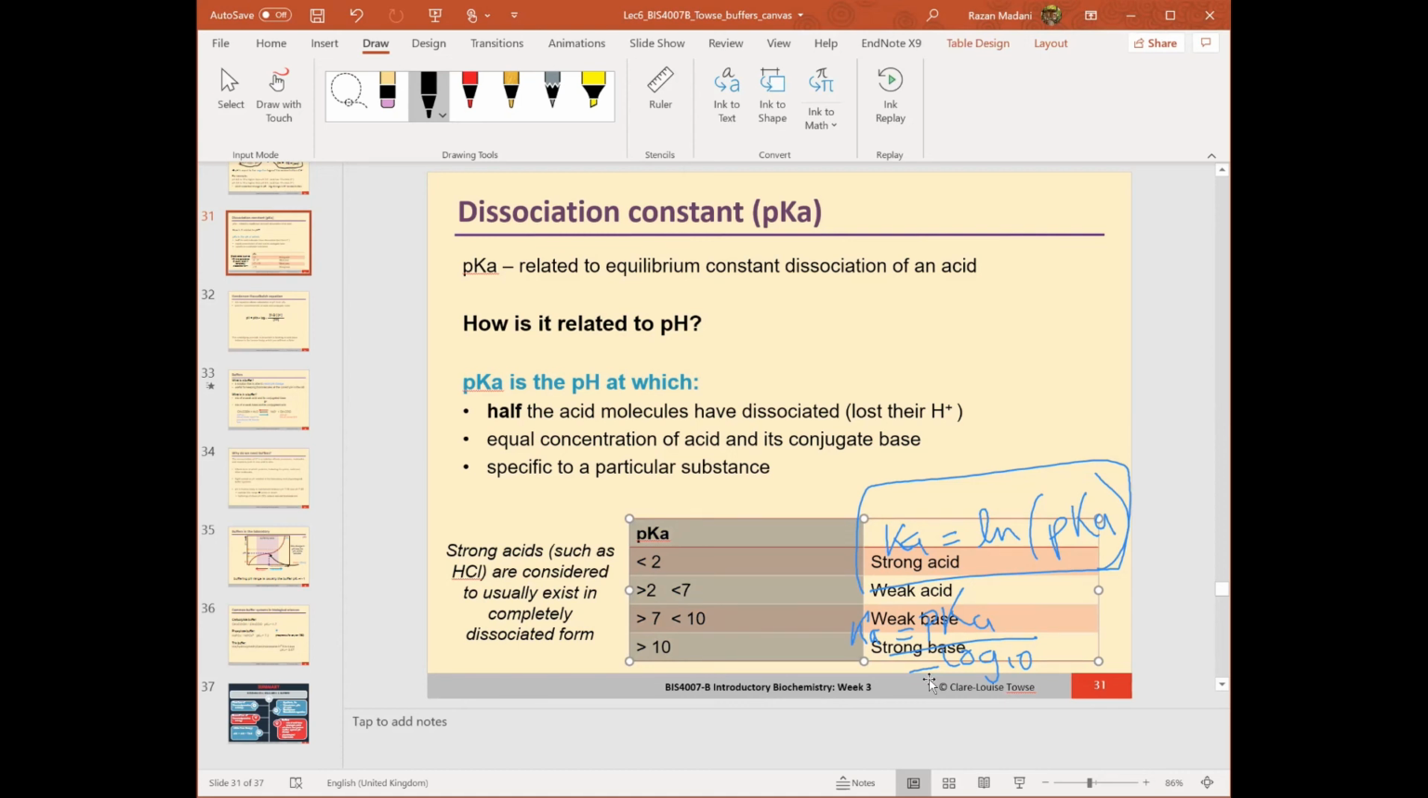But with this one, there are limits. It's telling you if it's less than 2, that is a strong acid. From 2 to 7 is a weak acid. So there are more definition limitations with this one. It's more defined.